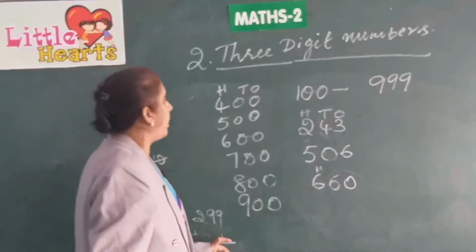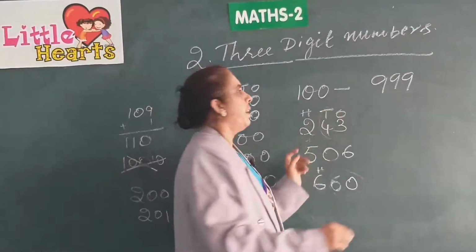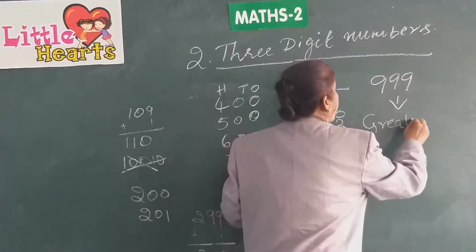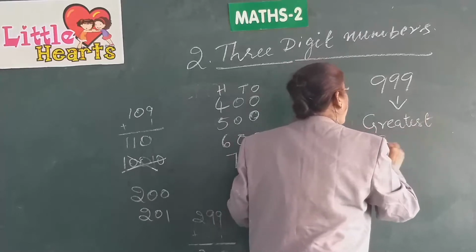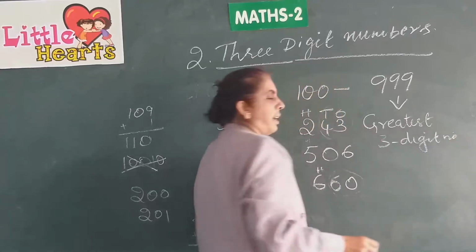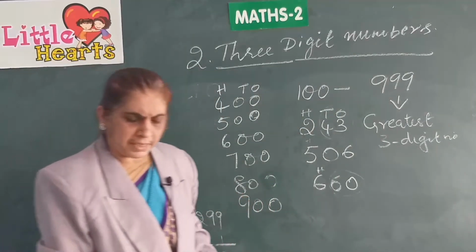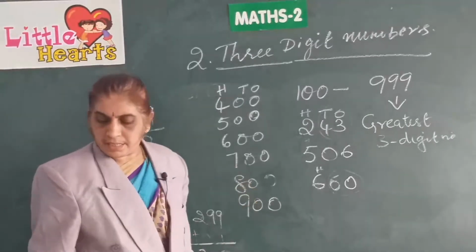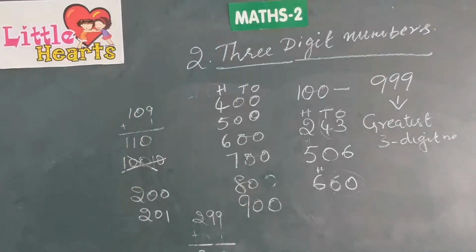So what is the greatest 3-digit number? It is 999. What is the smallest three-digit number? That is 100. 999 is the greatest and 100 is the smallest three-digit number.